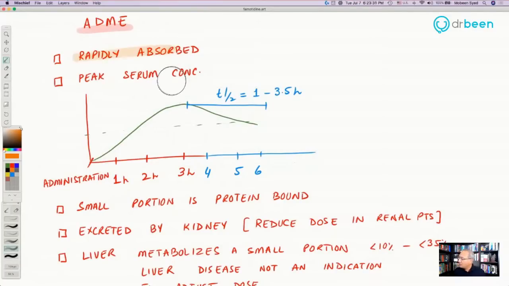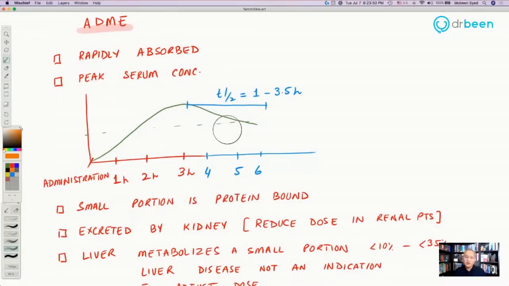So rapidly absorbed, their peak serum level concentration. So here, let's say they are administered at hour 0. When they're administered at hour 0, they start becoming active within 1 hour and their peak level reaches between 1 to 3 hours. That is when their peak effect comes in.